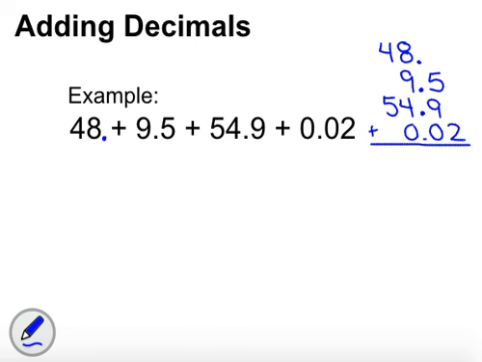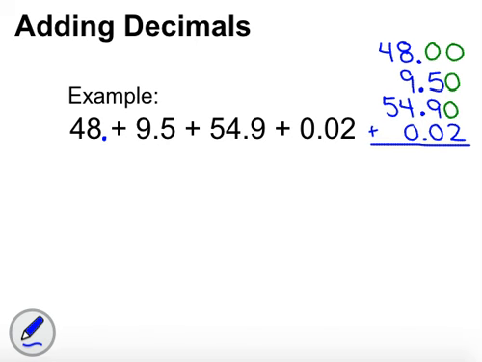Now when you go back to add these, it may be helpful to fill in zeros when things don't have a number in that place value. 48 is the same as 48.0 or 48.00. Think of money. That's what $48 would look like. Same thing here and here. You can fill in zeros behind the decimal wherever you need to.